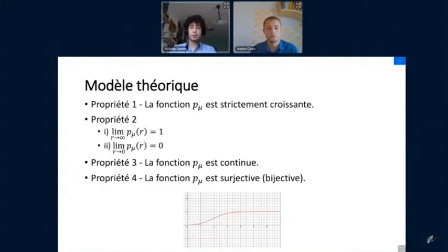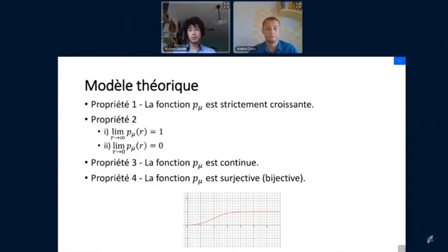Firstly, the function is strictly increasing. Secondly, the limit as r goes to infinity of P mu of R is equal to 1, and the limit as r goes to 0 of P mu of R is equal to 0. Then the function P mu is continuous, and finally the function is surjective. The function is even bijective, but we are interested in the surjective part.